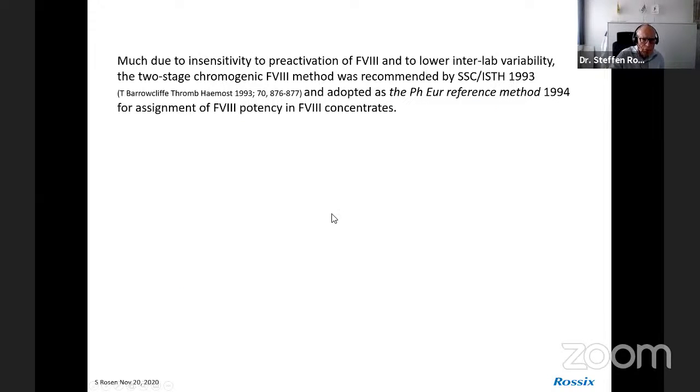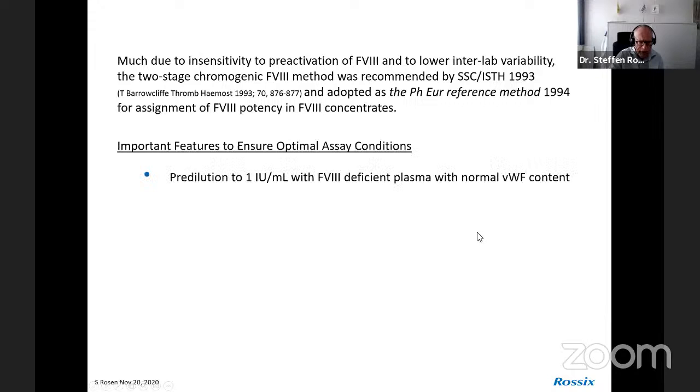And much due to the sensitivity to pre-activation of factor VIII and to the lower interlab variability, the 2-stage Chromogenix factor VIII method was recommended by the SSC in 1993 and adopted as a European reference method in 1994 for assignment of factor VIII potency in factor VIII concentrates.